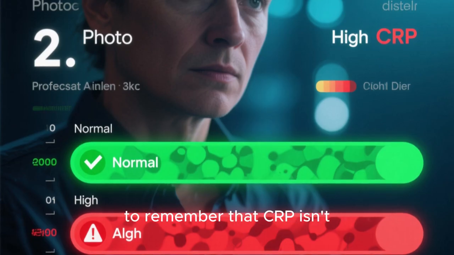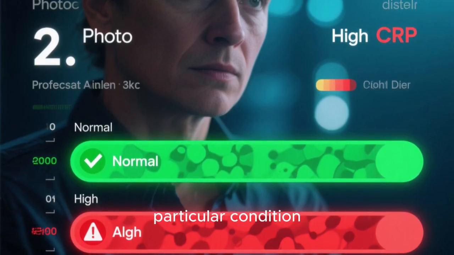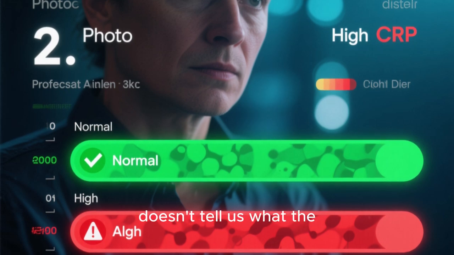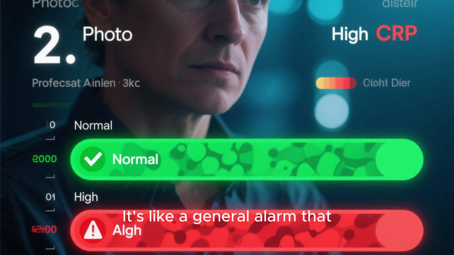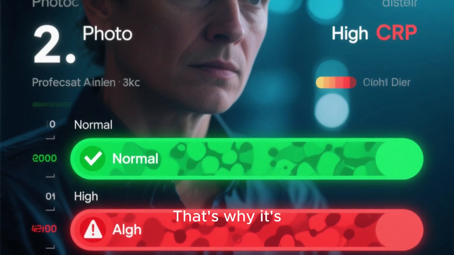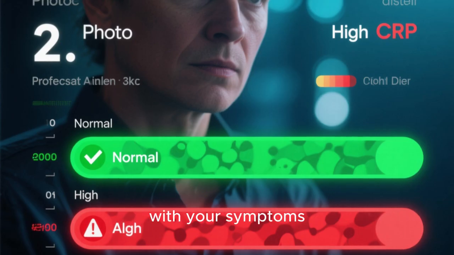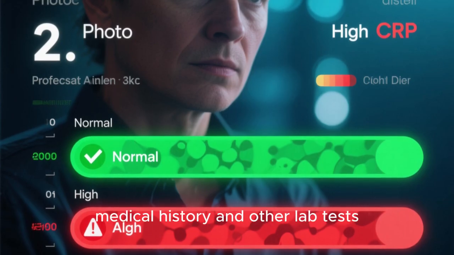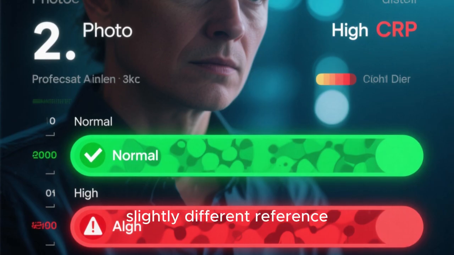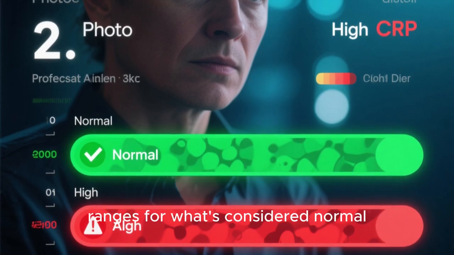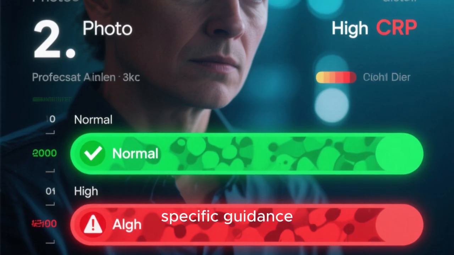However, it's important to remember that CRP isn't specific to any particular condition. An elevated level doesn't tell us what the cause of the inflammation is. It's like a general alarm that something is wrong. That's why it's important for doctors to interpret your CRP results along with your symptoms, medical history, and other lab tests. Also keep in mind that different labs may have slightly different reference ranges for what's considered normal, so always check with your healthcare provider for specific guidance.